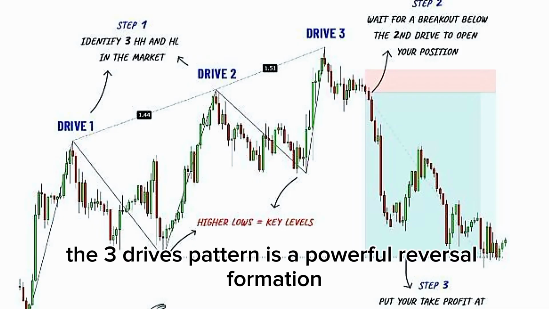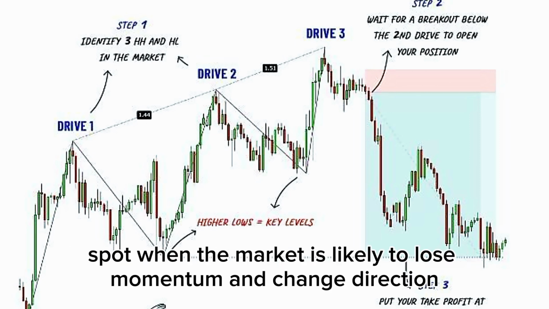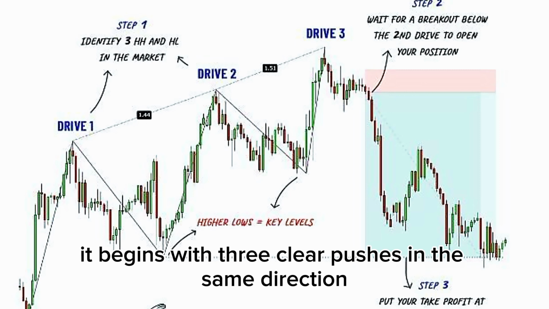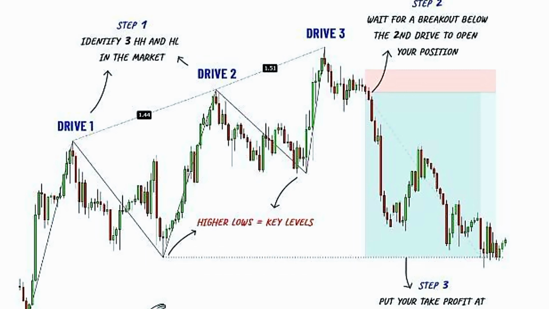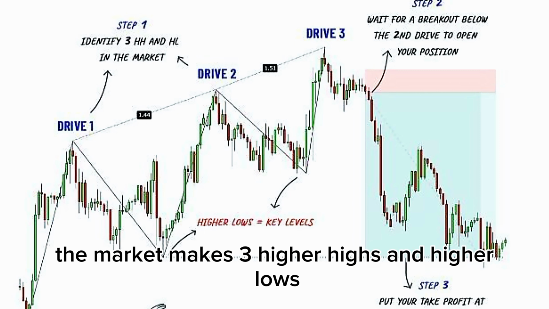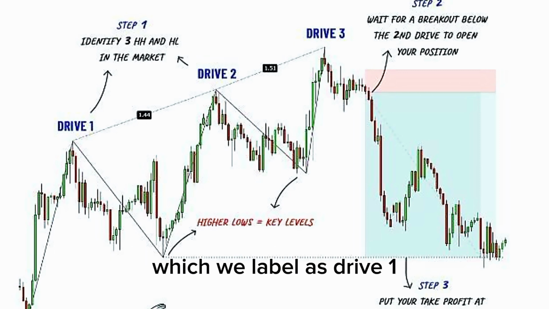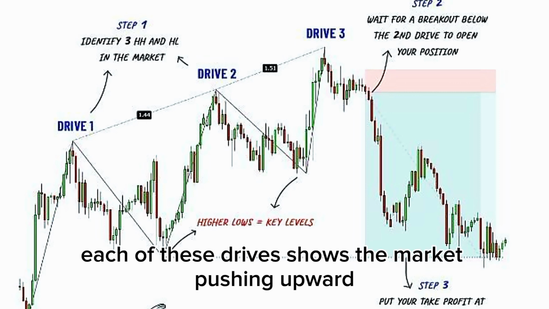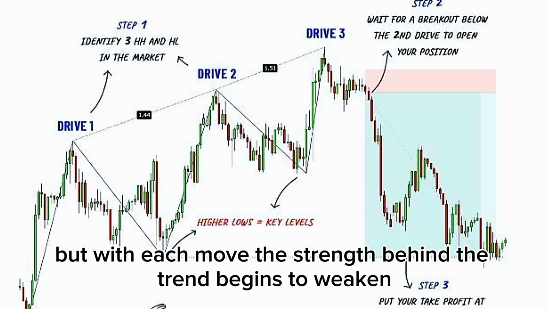The three drives pattern is a powerful reversal formation that helps traders spot when the market is likely to lose momentum and change direction. It begins with three clear pushes in the same direction, known as drives. In this example, the market makes three higher highs and higher lows, which we label as Drive 1, Drive 2, and Drive 3.